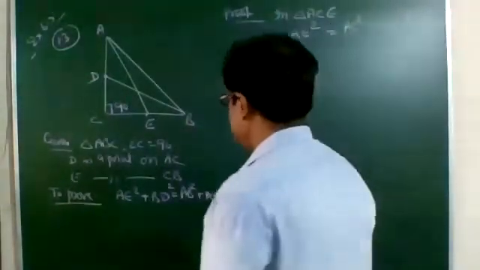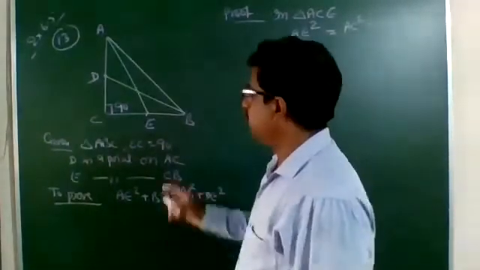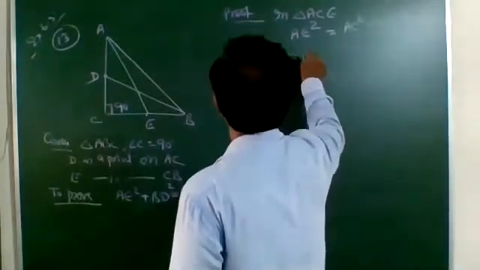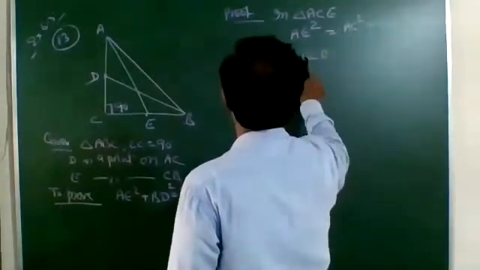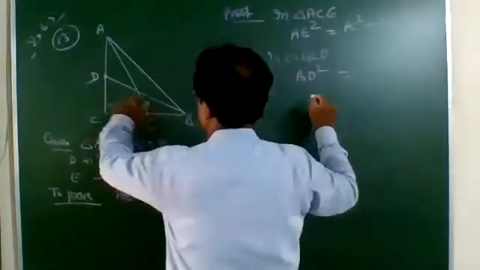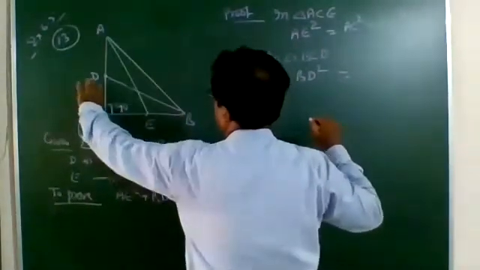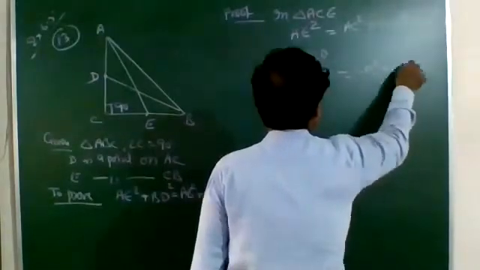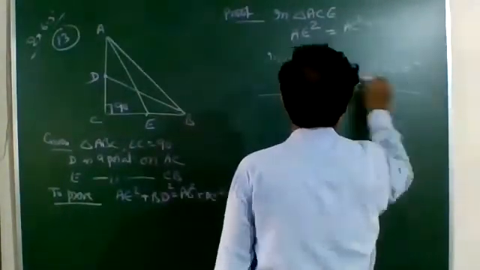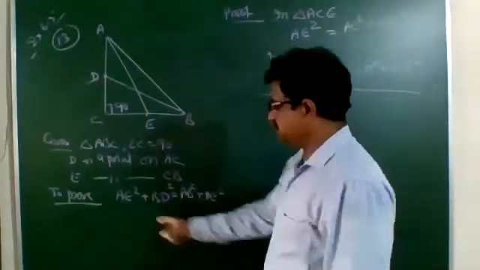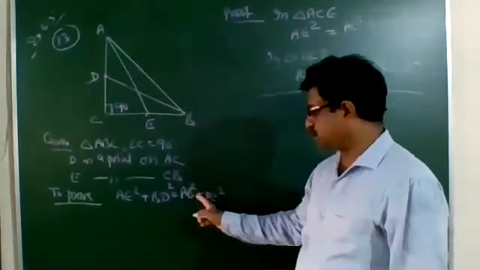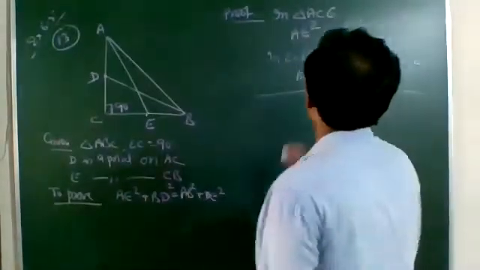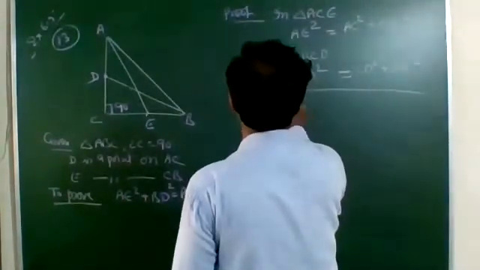The same way we take the triangle for BD square. BD is coming in triangle BCD. Again, BD square, this is the hypotenuse square, BD square equals CD square plus BC square. Our aim is to show that AE square plus BD square equals AB square plus DE square. We add these two.